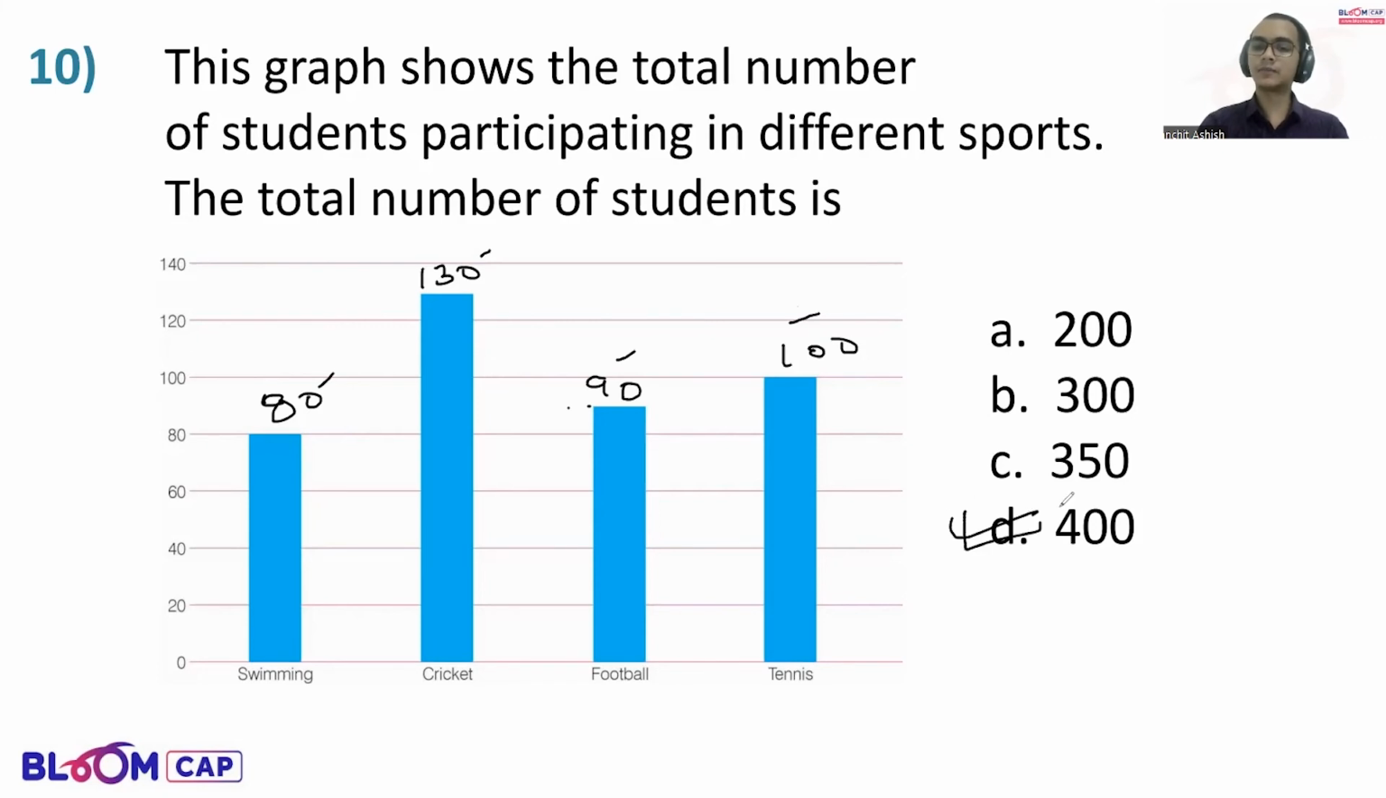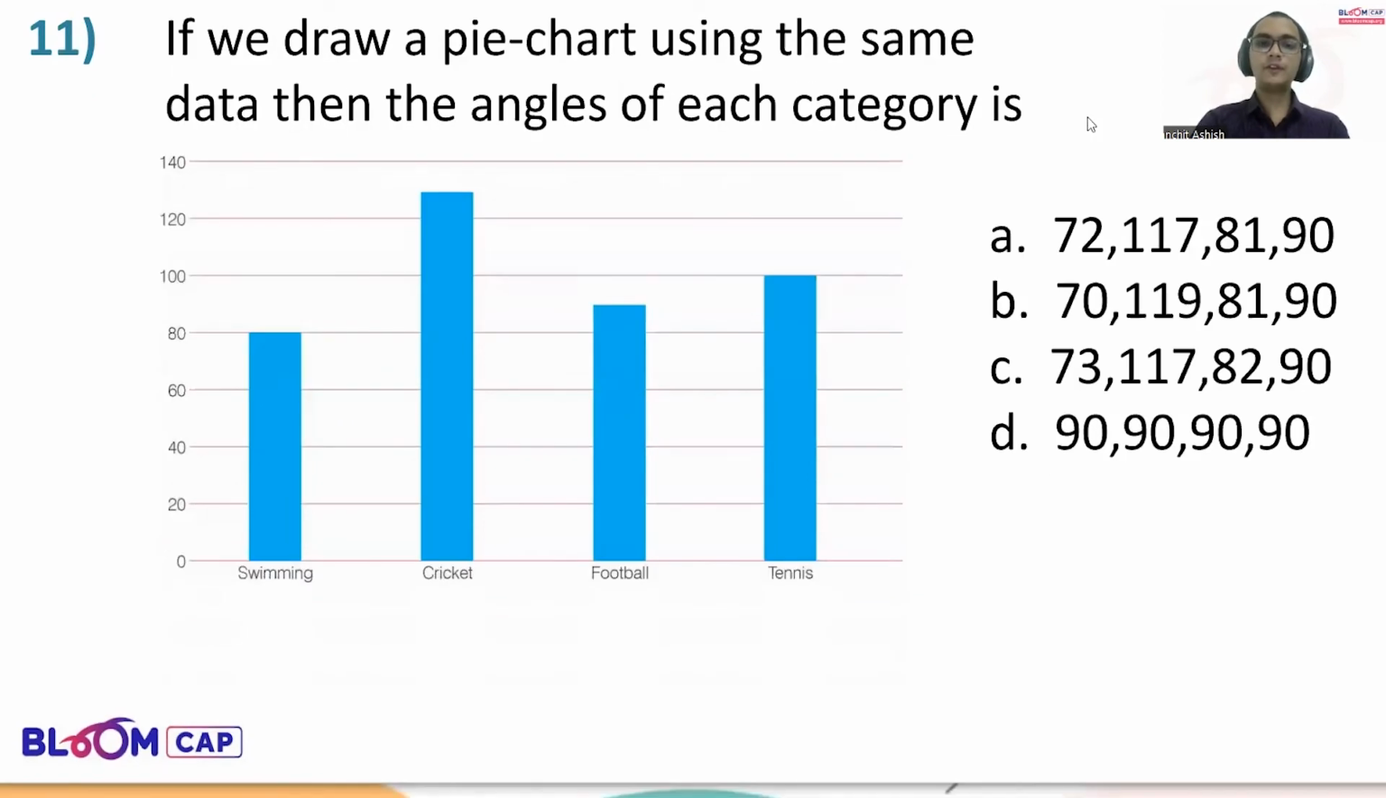in this case. Right? So 400 is the right answer. 400 is the total number of students. Okay, let's move ahead. If we draw a pie chart using the same data, then the angles of each category is. Okay, let's solve this question. Now, how do we draw a pie chart?